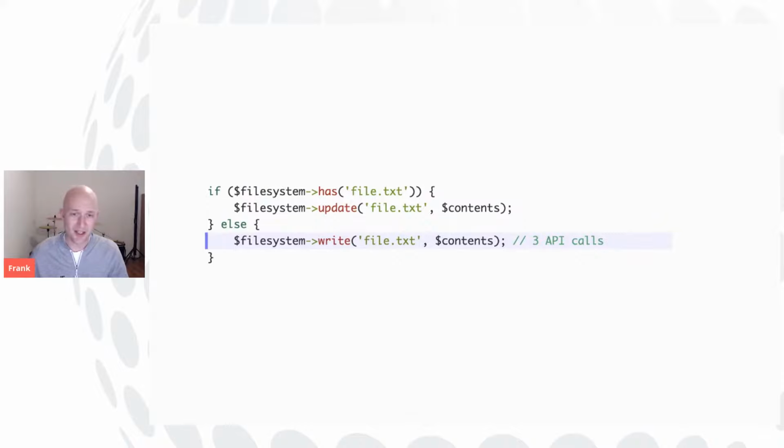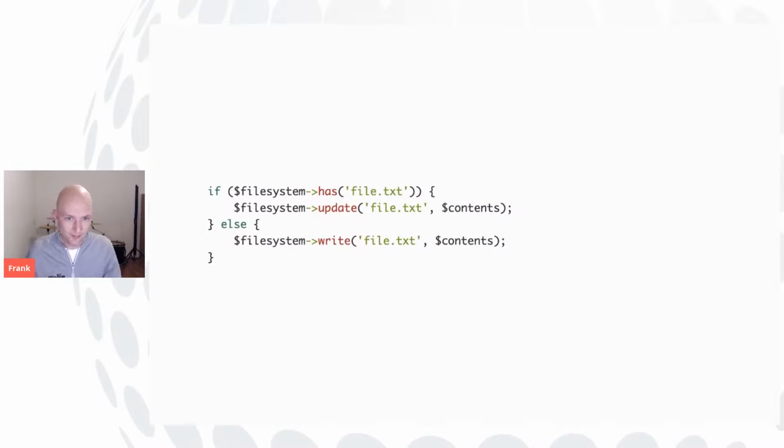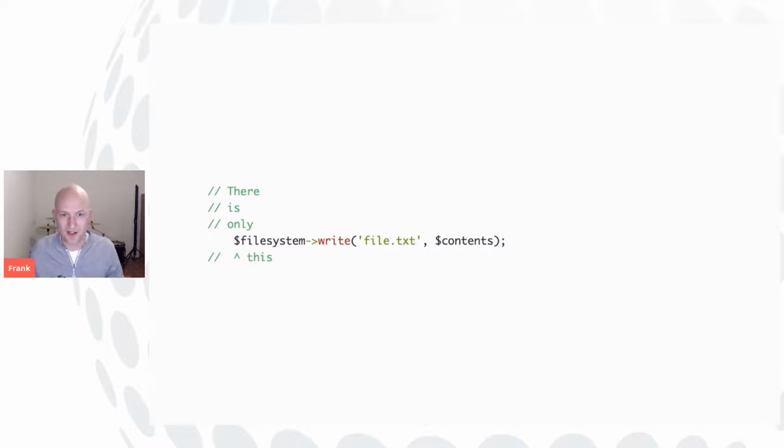So the ironic thing is you have 3 API calls right now, but internally, what the file system does is use the exact same HTTP call to write or overwrite the file. So 2 out of the 3 calls are absolutely useless. So this is why I wanted to get a new heuristic about writing files, and that is writes always overwrite, and therefore we remove the need for the update method. So this means the update method is gone. So that means we go from this to only this. There is now only one method to write files, and it will by default overwrite. And this is one API call. So that means you've saved 2 out of 3 API calls.